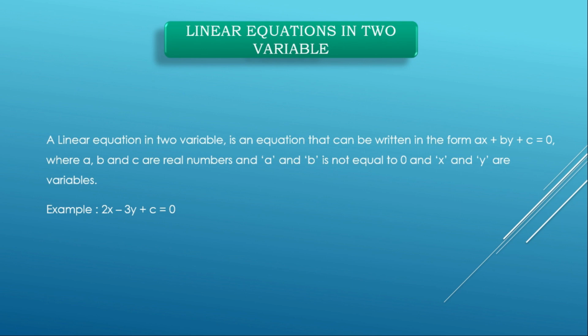Moving to linear equations in two variables. A linear equation in two variables is an equation that can be written in the form ax plus by plus c is equal to 0, where a, b and c are real numbers and a and b should not be equal to 0. And here x and y are variables. Here in the equation, only a and b should not be equal to 0 because they are with a variable. If c is 0, it's not a problem because c is always a constant. So the example is 2x minus 3y plus c is equal to 0. This is an example of a linear equation in two variables.